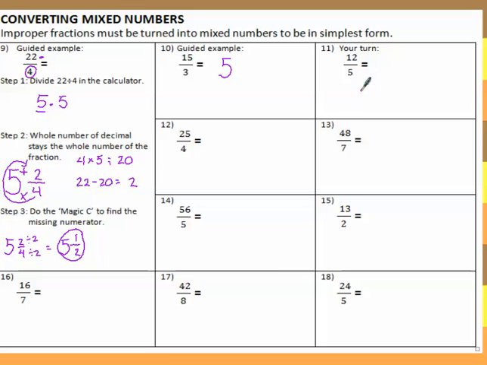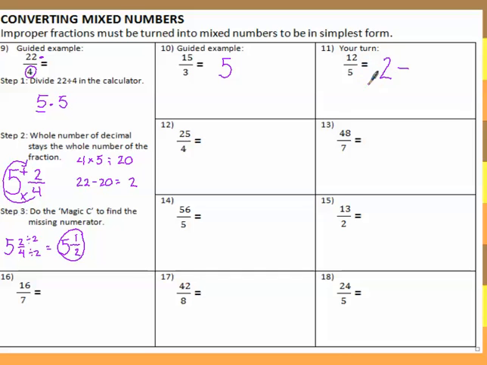So let's look at number 11 together. I know it says your turn, but let's look at it together. How many times does 5 evenly go into 12 without going over? Or you can use your calculator. You can do 12 divided by 5. If you do 12 divided by 5, you get a whole number of 2 with some leftovers because you have a point with extra left over.